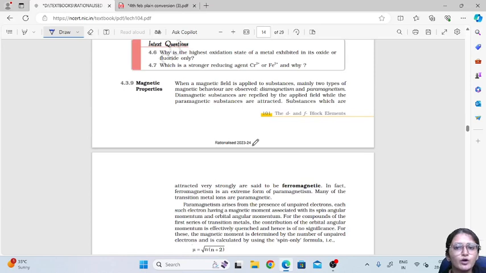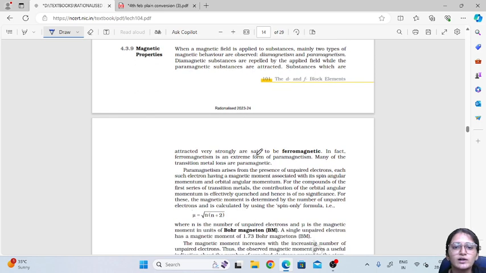And then the next important concept over here is magnetic properties. Now what are the different magnetic properties that we see here? That is diamagnetism and paramagnetism, which are related to this concept. Diamagnetic substances are repelled by the applied magnetic field, while paramagnetic substances are attracted by the magnetic field. Then substances which are strongly attracted are called ferromagnetic, which we don't have in this. So ferromagnetic are strongly attracted.